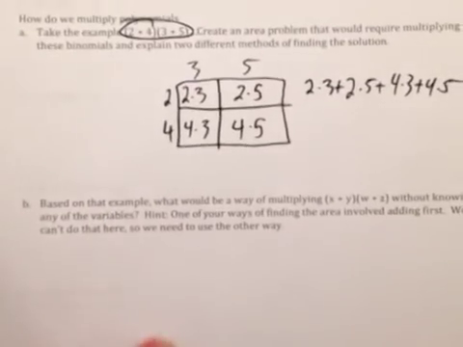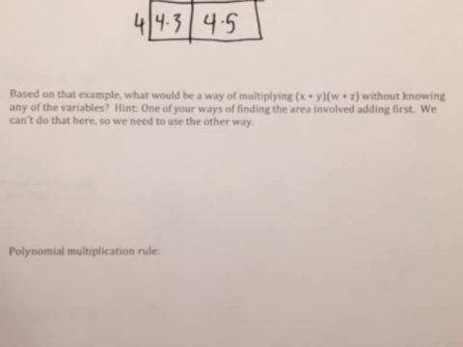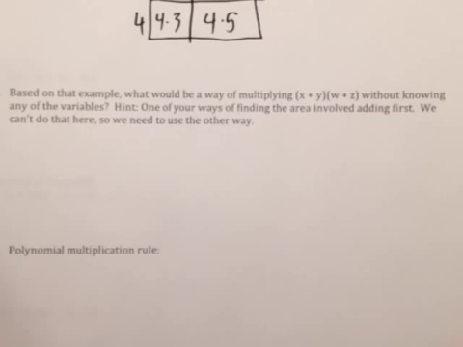Okay, so based on that example, how do you think you would multiply x plus y times w plus z without knowing the value of any of those variables? See if you can figure that out. What would that look like if you wanted to multiply those together without actually knowing any of the values? Pause and come back.